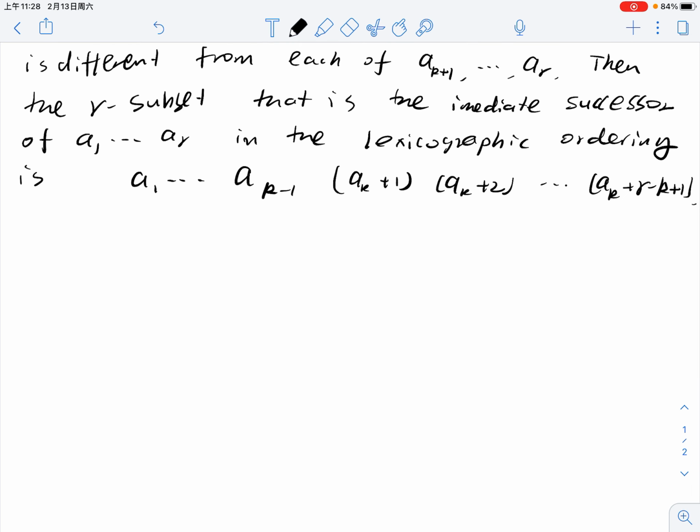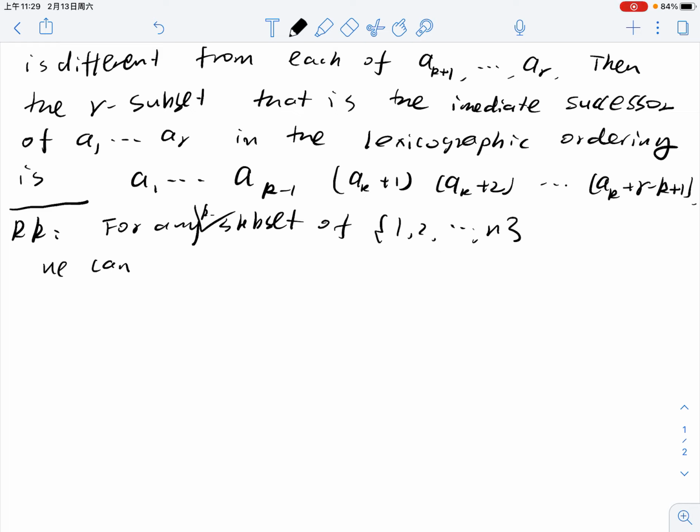Note that although here we consider only the combinations or K subsets, the order A1 to AK is important here. Because, remark, for any K subset, we can arrange the elements such that A1 less than A2, all the way less than AR, it's an R subset. We can always do this arrangement, and if you look at the algorithm carefully, you will see each step we will generate a new K subset.